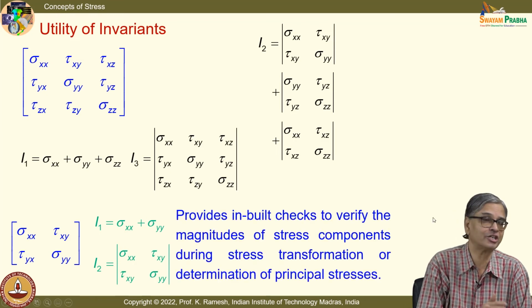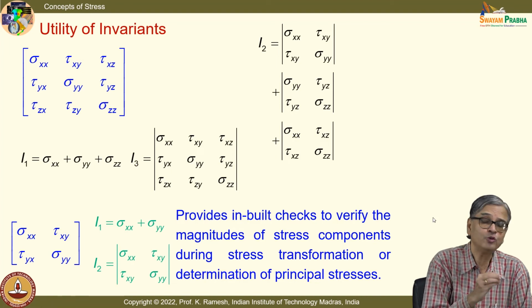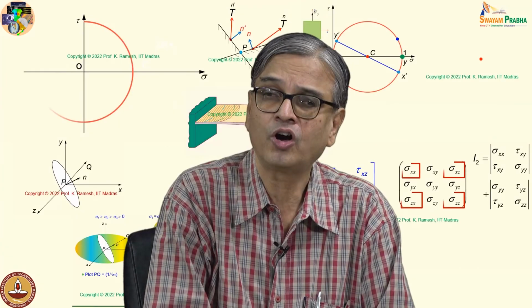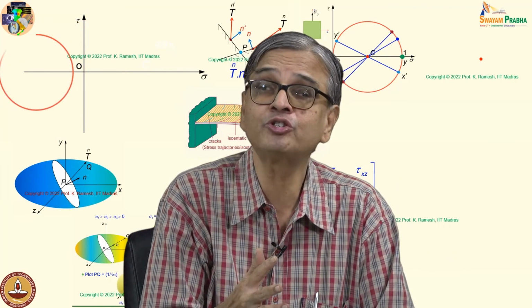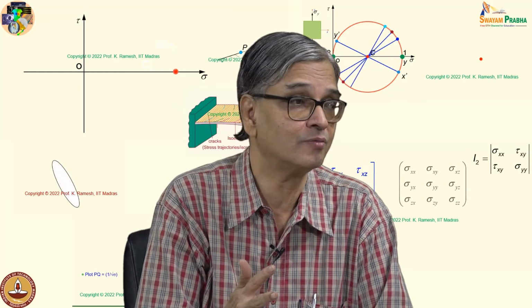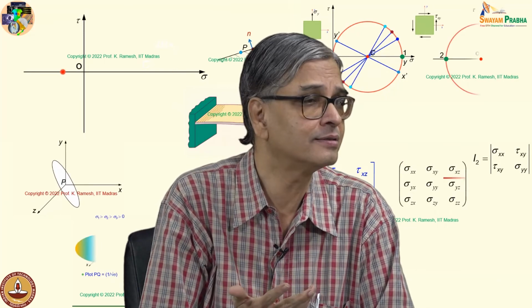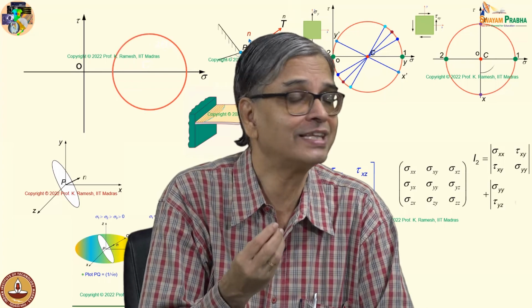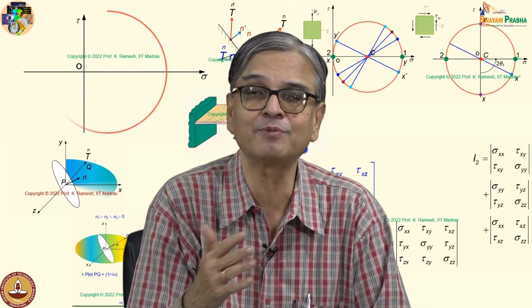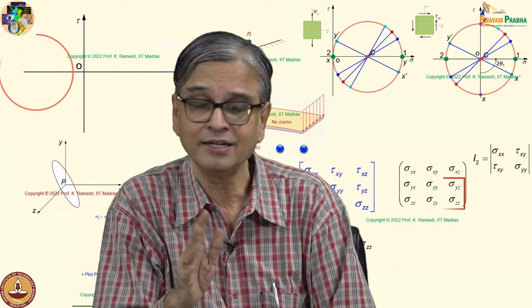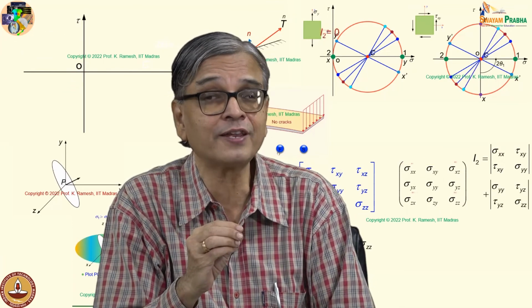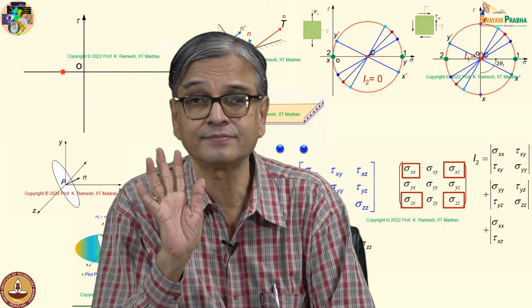So, as I mentioned earlier, when you do stress transformation or determine principal stresses, you have an opportunity to verify your values. In what way will you verify? The simplest one: at least check whether I1 remains the same when I go from sigma x plus sigma y to sigma 1 plus sigma 2 or sigma x prime plus sigma y prime. Is the idea clear? And I would expect you to do this verification in all your calculations.